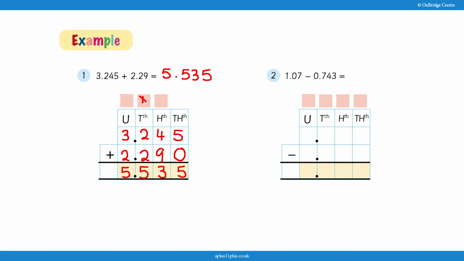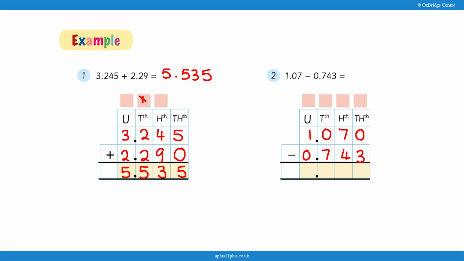With subtracting decimals, it's pretty much the same thing, except at the end you're going to have to subtract rather than add. I'm going to write down the numbers here, so 1.07 and also 0.743. Note how there's a gap here. Earlier I added a 0. I'm going to do exactly the same thing here.